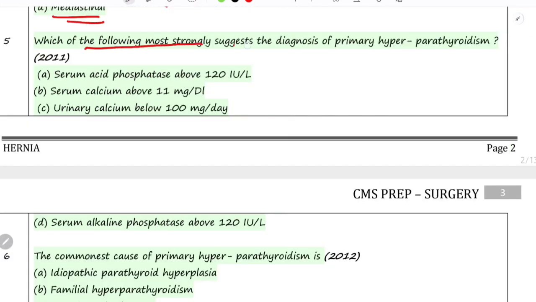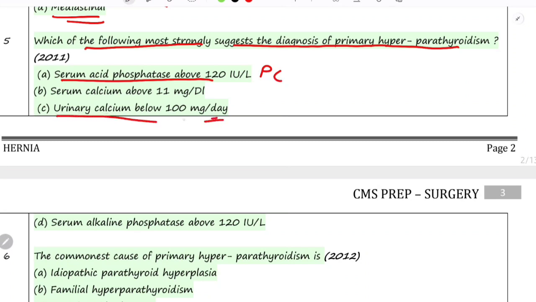Which of the following strongly suggests the diagnosis of primary hyperparathyroidism? Serum acid phosphatase above 120 international units per liter. Not relevant to primary hyperparathyroidism. It is typically associated with prostate cancer.